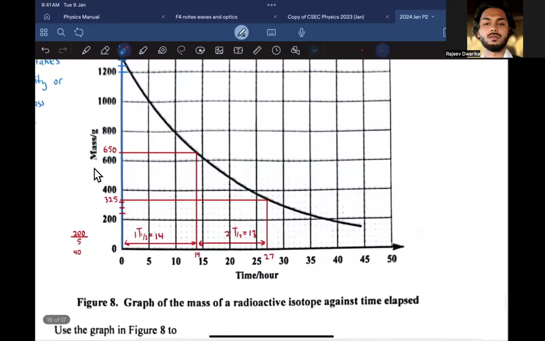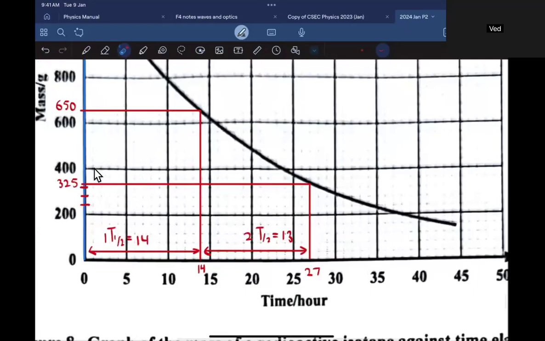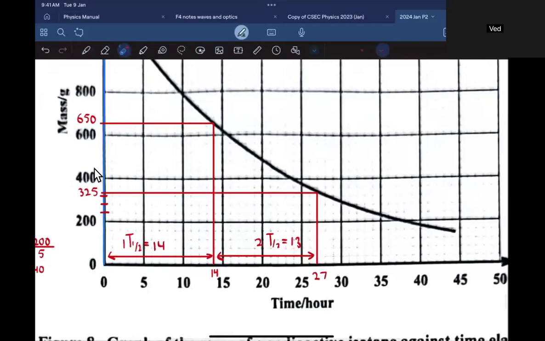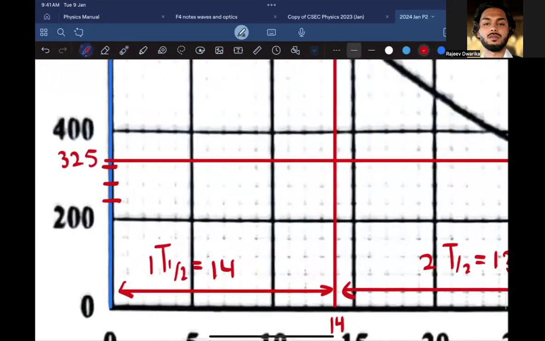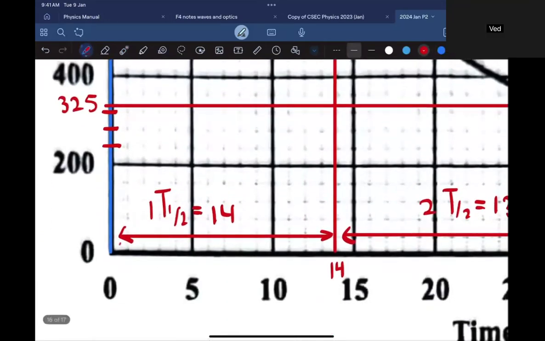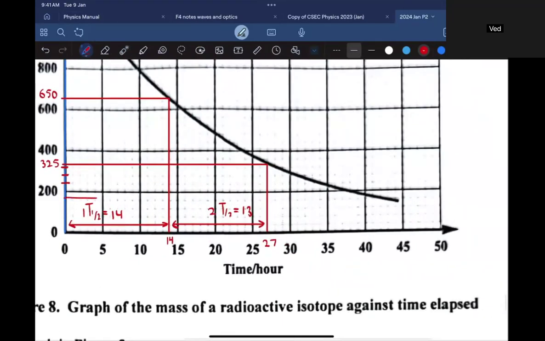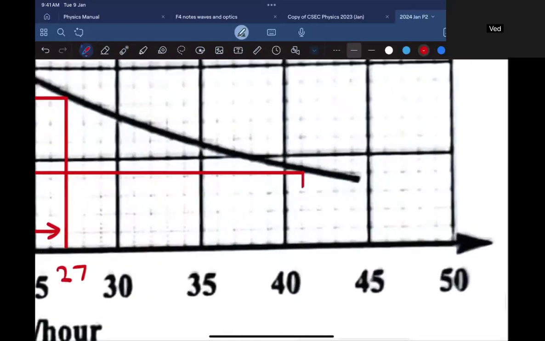Okay, Vade, your time to shine now. What's next? You have to find how much time it takes for the radioactive atoms to decay to half of 325, which would be 162.5. Find that on the graph, draw a horizontal line, and see where that matches up. You go down from there and read off the time it takes.